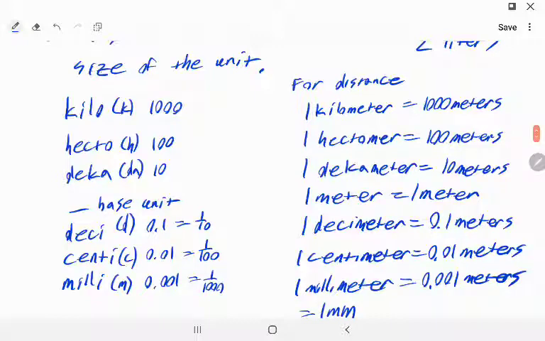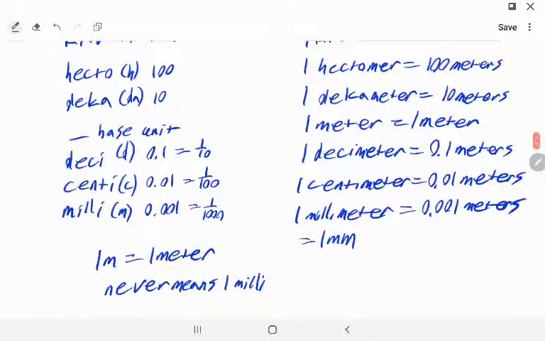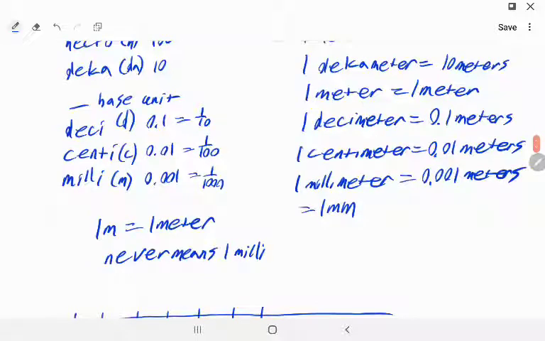and M for milli. And so we notice that for distance, 1 kilometer is 1,000 meters, 1 hectometer is 100 meters, 1 decameter is 10 meters, 1 meter is, unsurprisingly, 1 meter, 1 decimeter is 0.1 meters, 1 centimeter is 0.01 meters, and 1 millimeter is 0.001 meters.